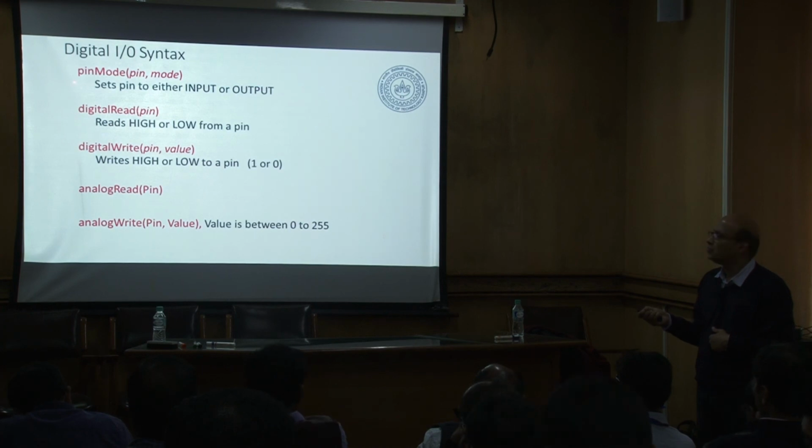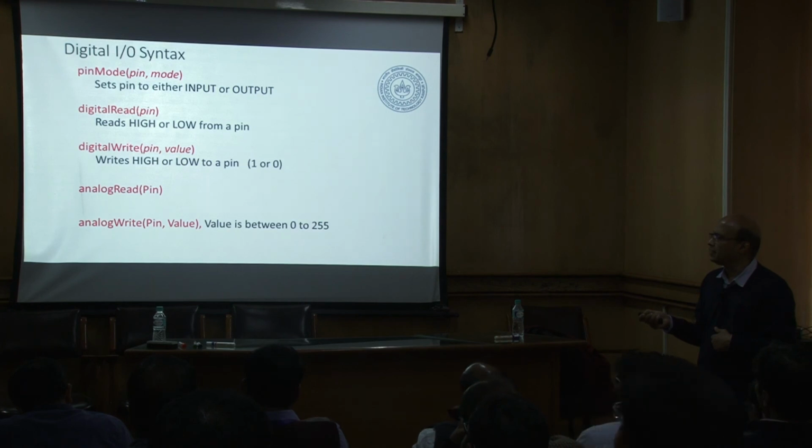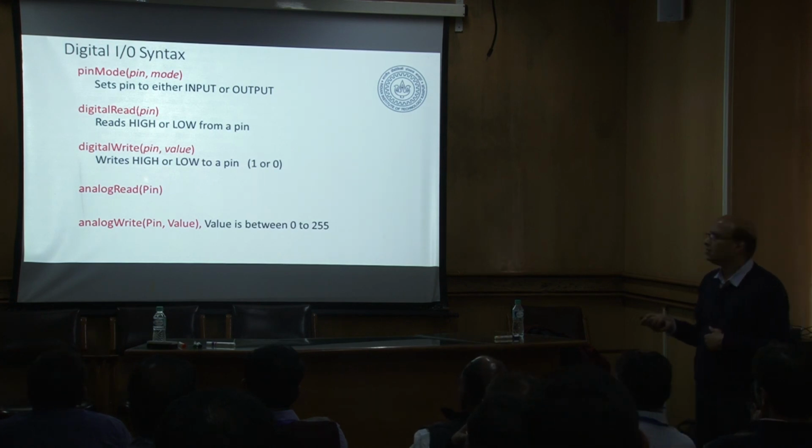As you can see, the syntax is very, very easy. Then digitalWrite takes a pin number and a value. The value can be high or low. Then analogRead pin: analogRead takes a pin number, whichever pin is the analog pin. We saw that A0, A1, A2, A3 are the pins for analog read.